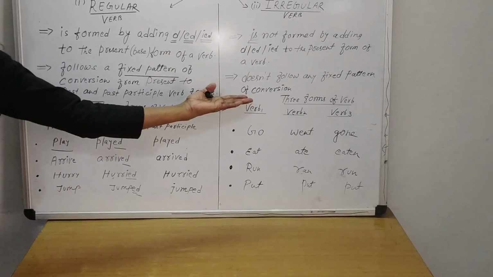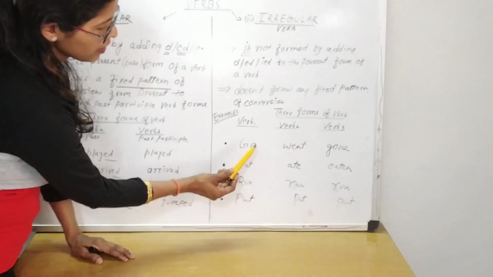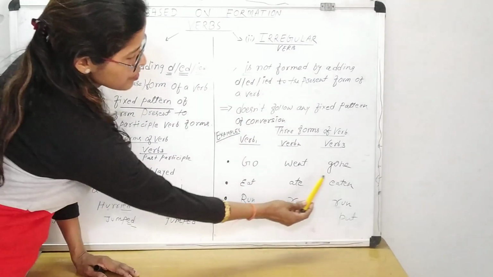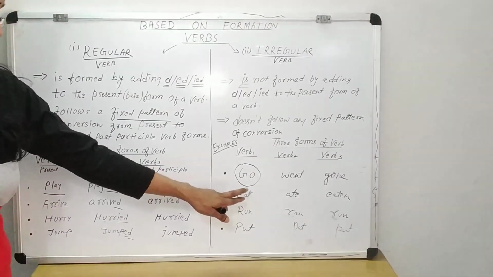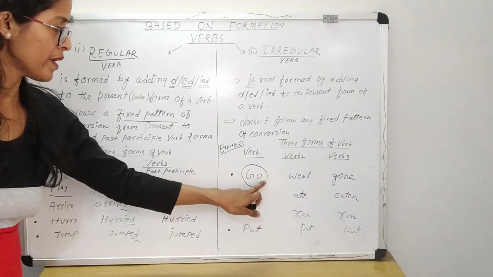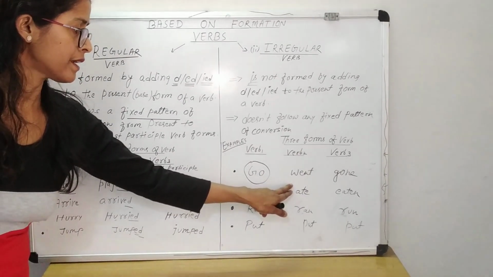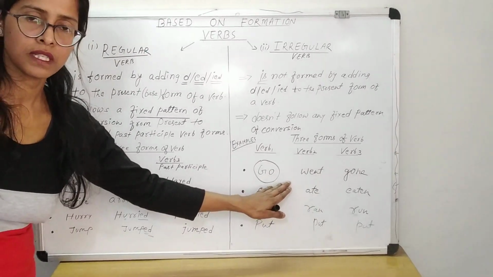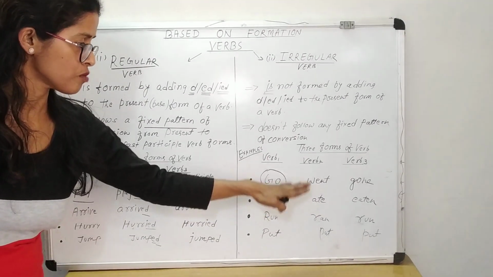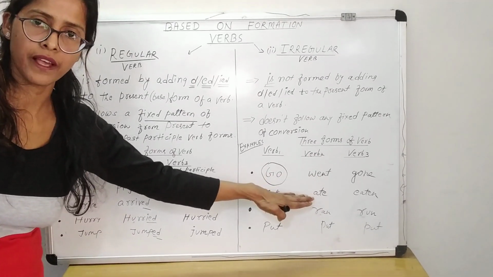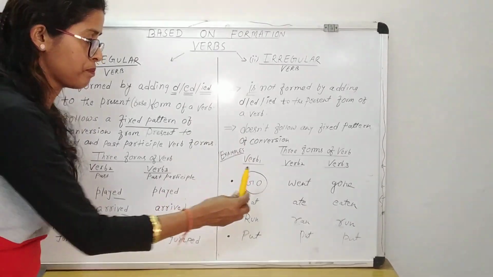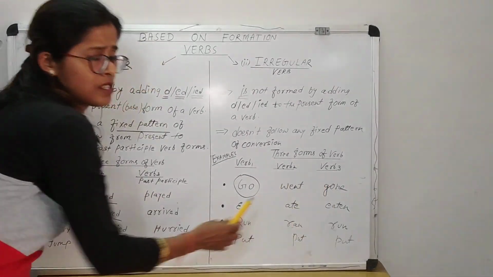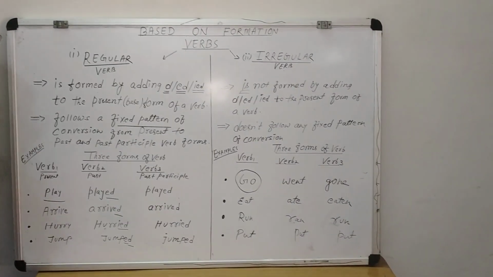Come to the irregular one. Here, go, went, gone. Go is the base form of the verb, and how has it been converted into past? It is not following any pattern. You have to learn its formation. You have to learn its verb 2 and verb 3, because there is no rule as such for conversion.